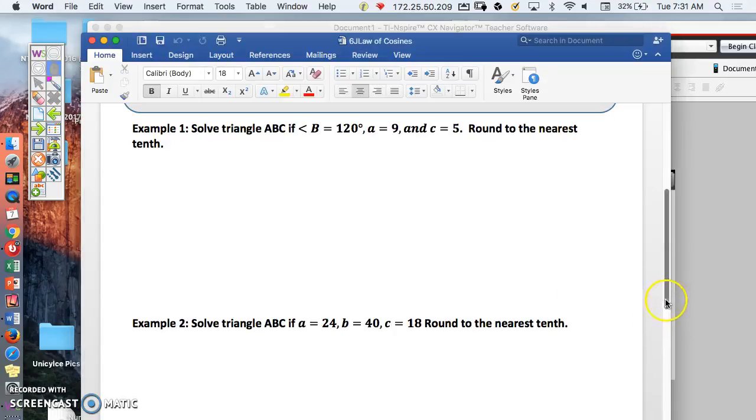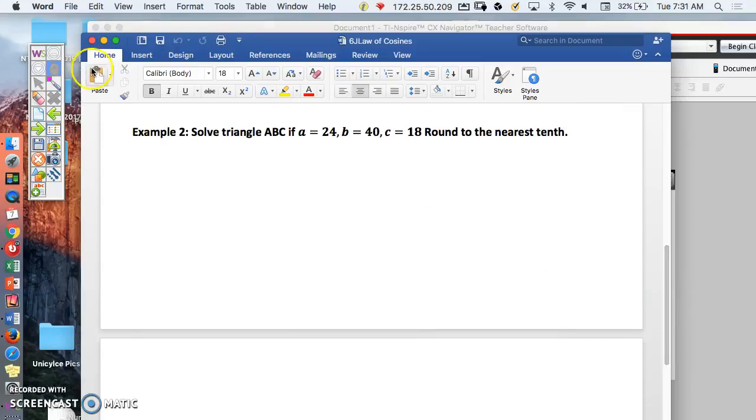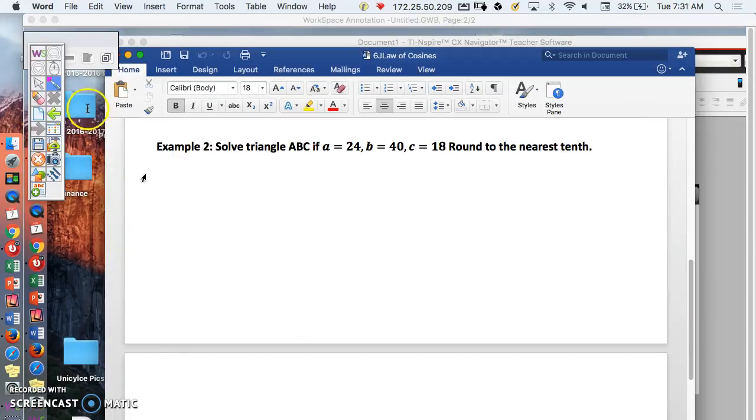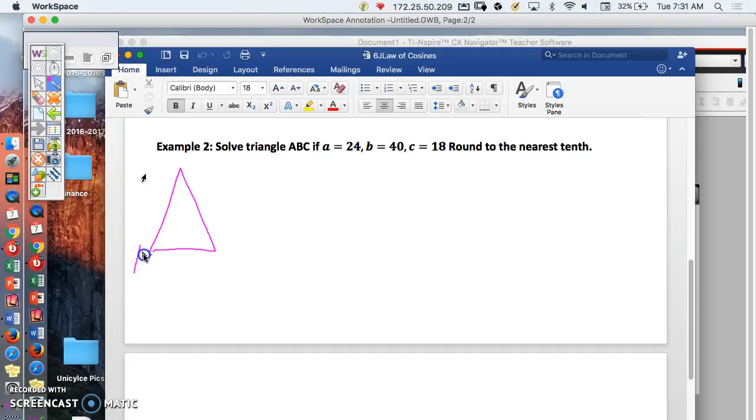Now this last example here, solve the triangle. A, B, C. A is 24, B is 40, C is 18. So again, can't use law of sines, we don't have an angle, but we have all three sides. And when you have all three sides, you want to start with the largest angle. And the largest angle is opposite the largest side. So we're going to find B.